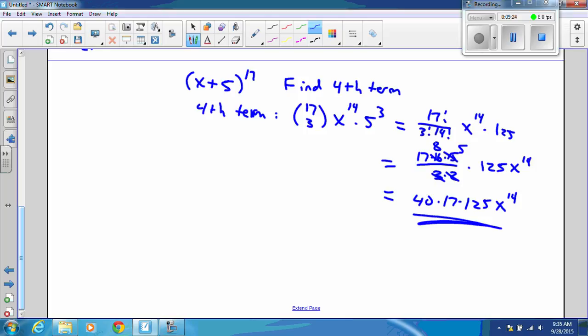How are we doing so far? Have you seen the binomial theorem before, or is this the first time? We have seen it. Last year we talked about it a little bit. Okay, yeah. We probably talked about it in terms of Pascal's triangle.